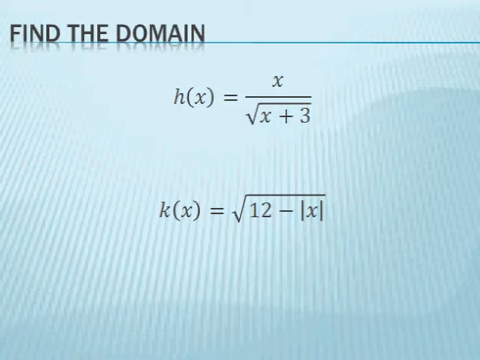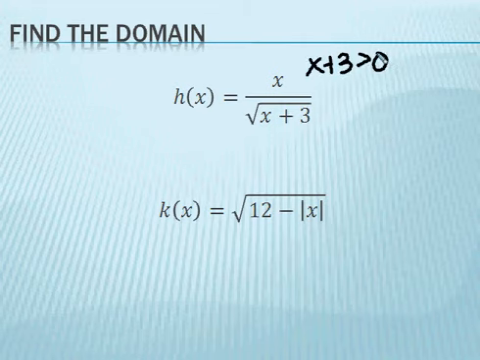And if I look at this situation, I see that I have a fraction, so I know that I can't have a 0 on the bottom of my fraction. And I also see that I have a square root inside of that denominator. And I also know that what's under the square root has to be positive. So if I were to take the whole situation and map the whole thing out, I know that x plus 3 has to be greater than 0.